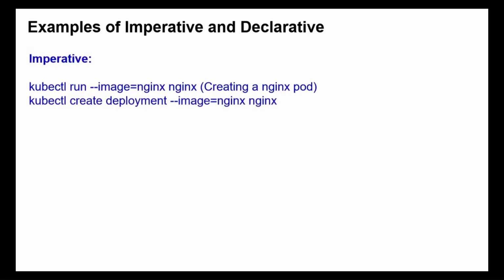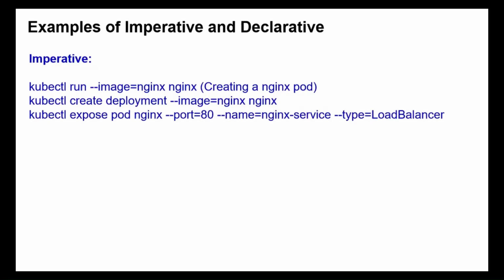Similarly, let's say I want to create a deployment. I can use another kubectl command, kubectl create deployment --image=nginx, and the deployment name is also nginx. Similarly, if I want to create a service, I give this command: kubectl expose pod nginx, exposing it on port 80. The name of the service is nginx-service and the service type that I'm using is LoadBalancer.